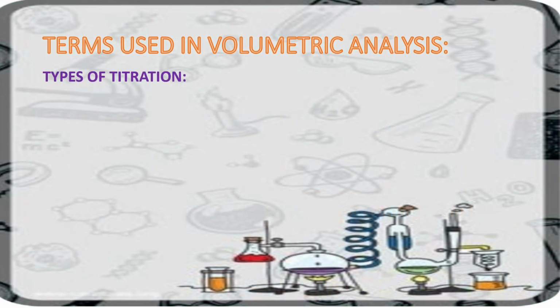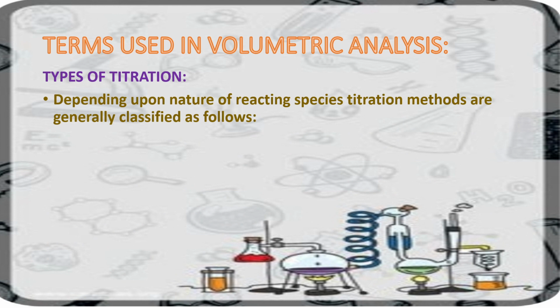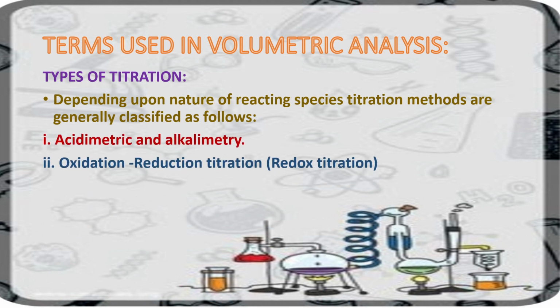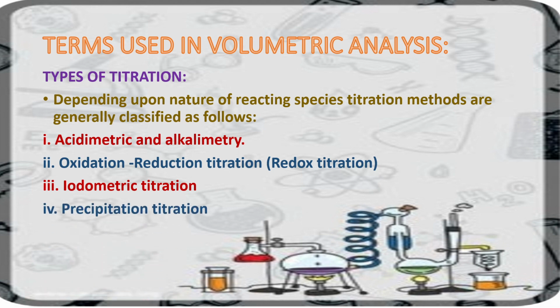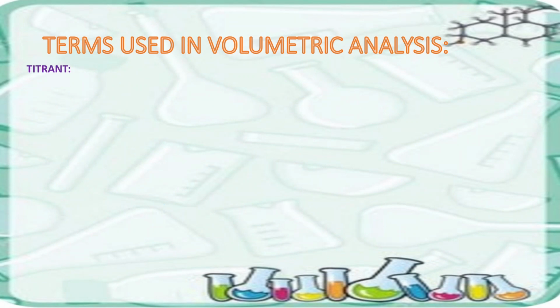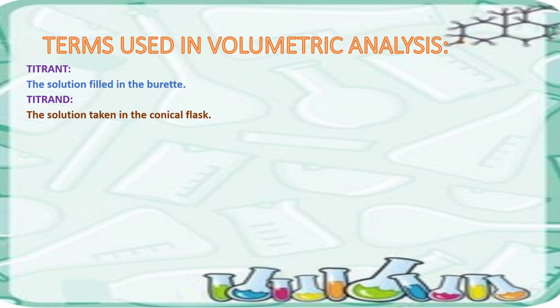Types of titration. Depending upon the nature of reacting species, titration methods are generally classified as follows: acidimetry or alkalimetry, oxidation reduction titration, that is redox titration, iodometric titration, and precipitation titration. Titrant is the solution filled in the burette. Titrand is the solution taken in the conical flask.